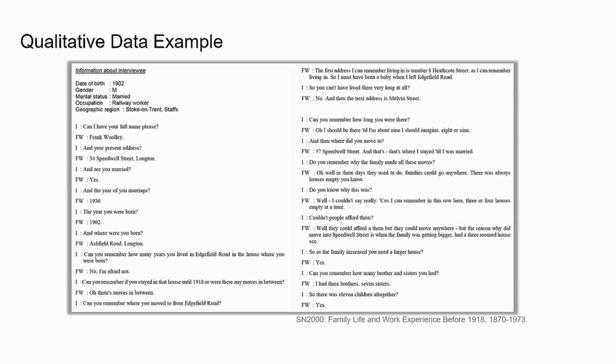Next, we have an example of qualitative data. This example shows the transcript of an interview with Frank Woolley from family life and work experience before 1918, 1870 to 1973, also known as the Edwardians. This particular data is also considered open access, so is available in our Quali Bank, which we'll touch on later.